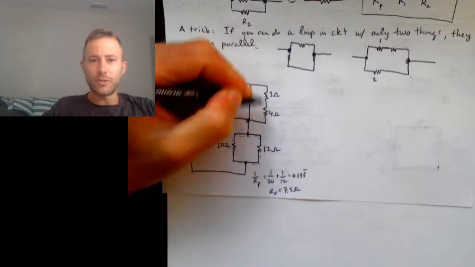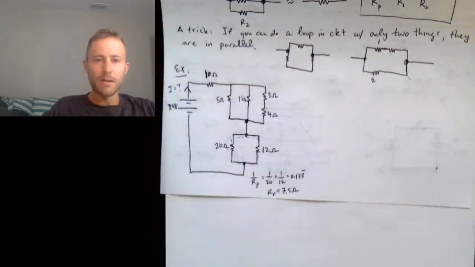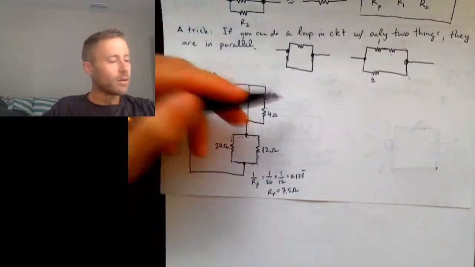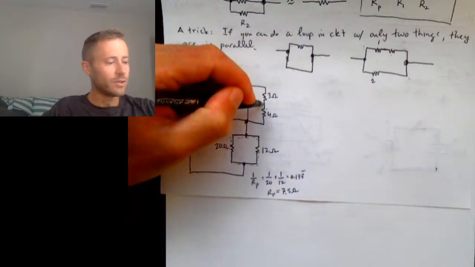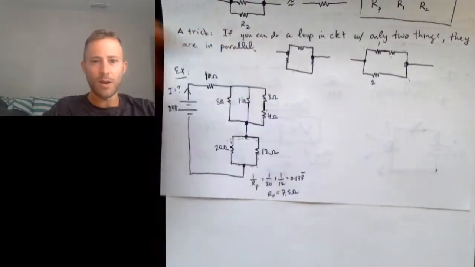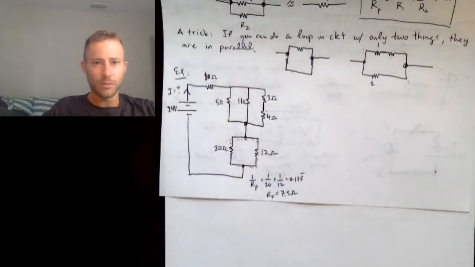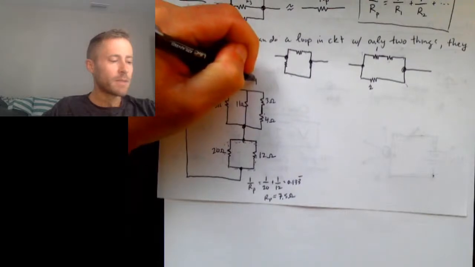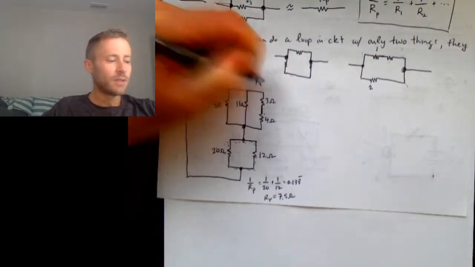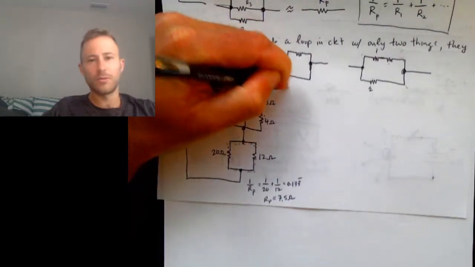Then I can also see that the 3 and the 4, okay, are in series. Why? Because I can go from this resistor to this resistor through that wire right there, and that wire doesn't fork off in any other direction. Okay, so I can combine those. So R sub S is 3 plus 4, which is 7 ohms.